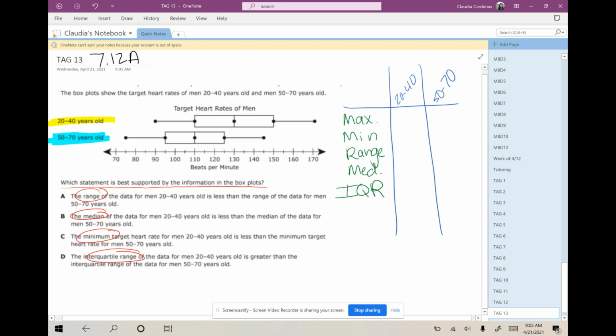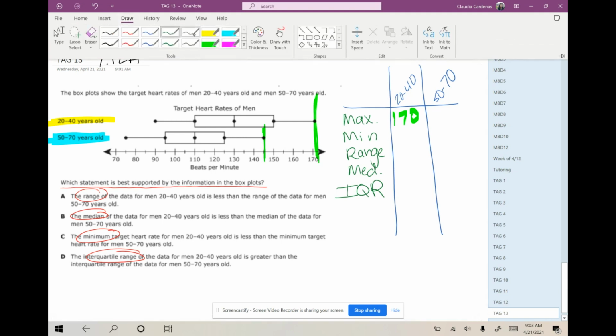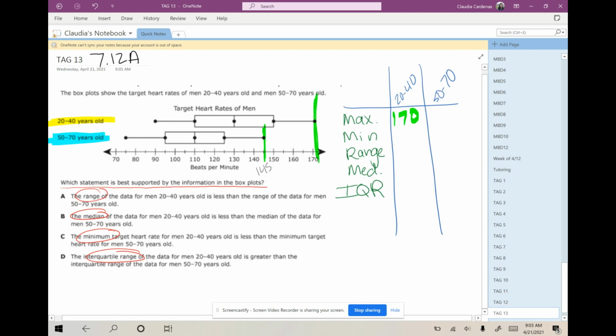And so let's go ahead and look at the maximum point on our 20 to 40 box plot. So that would be the maximum or the greatest point, which I see is here at 170. And then the maximum for 50 to 70-year-olds is right here between 140 and 150. So since that's a span of 10, that must mean this is halfway, which is 5. So that's 145. So let's put that in our chart.